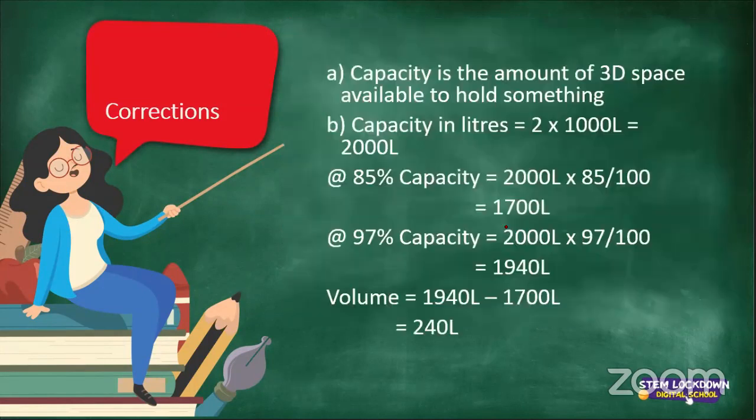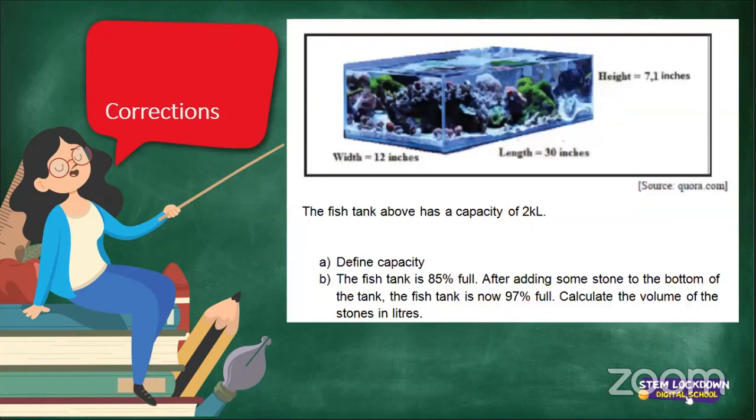So I've actually written answers for you. So here, capacity is the amount of 3D space available to hold something. So anything along those lines will give you your answer. Will mark it correct. And then number two or B was a bit tricky, right? It says the fish tank is 85% full, right?